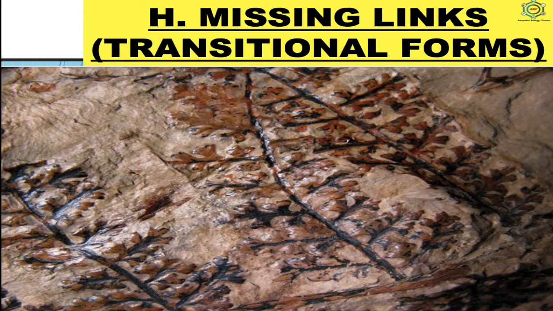And the last is pteridosperms. These were fossil plants, and they are considered missing links between ferns and seed plants. Pteridosperms had fern-like foliage and seeds, and these plants evolved in the Paleozoic era and remained up to the Mesozoic era. So this is all about the missing links, that is, transitional forms.